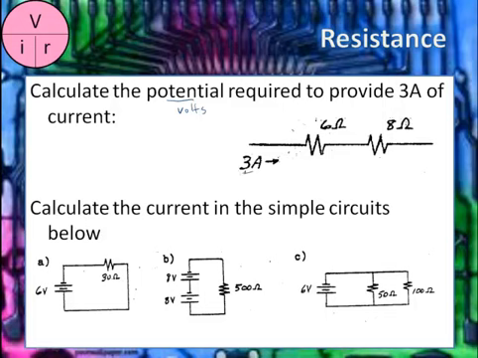So the current is I. The first resistor here of 6 ohms requires 3 times 6, or 18 volts, to push that much current through here. Then I also need to push that current through here. It doesn't just stop here. Current has to keep going, and so 3 times 8 is 24 volts. And so as a whole, 18 plus 24, I would need 42 volts in order to push 3 amps through this pretty simple pathway.